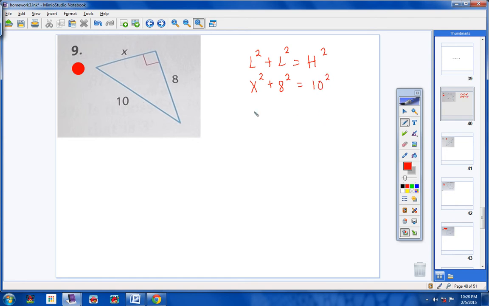Okay, so let's see what we have. x squared plus 64 equals 100. Bring the 64 over and make it negative. 100 minus 64 is 36. Take the square root of both sides. The square root of x squared is x. The square root of 36 is 6. So x equals 6. In this case there's really no simplifying to do. 36 is a perfect square, so the square root of 36 is 6.